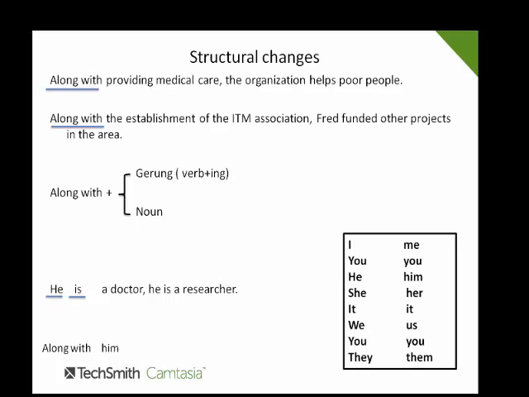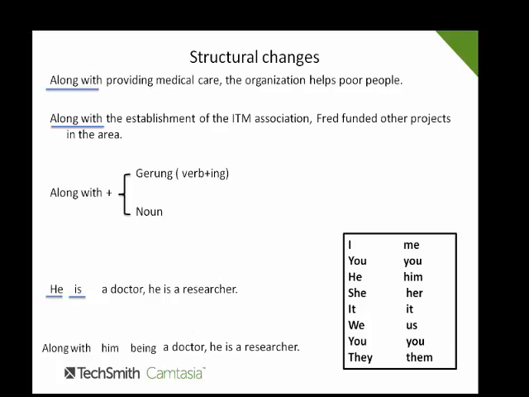For example, I changes to me, she changes to her, they changes to them. Alright, so along with him. Then we must transfer the verb into a gerund. So the ing form of the verb is as being. So along with him, being a doctor, he is a researcher.